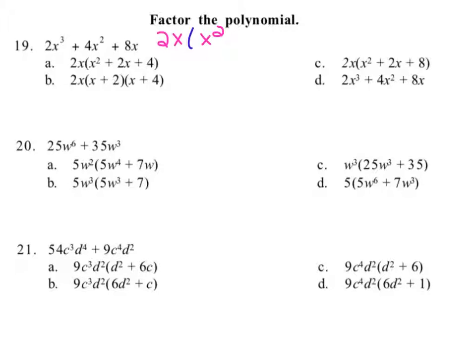You can check to make sure that that's correct by actually multiplying them back together. 2x times x squared is 2x cubed, which is what we originally had. Now, moving on. We've got to do the same thing again.